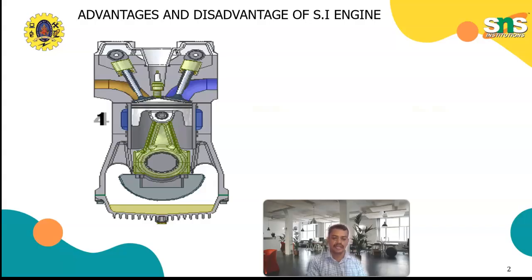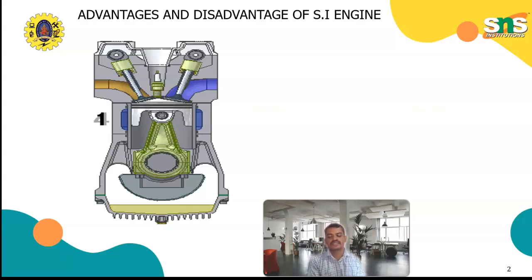Next one is less pollution. It produces fewer emissions due to better combustion and a separate lubrication system. The fourth one is better lubrication. Lubrication is more effective, reducing the engine's wear and extending service life. Quieter operation: it generally produces less noise due to more balanced operation and fewer power strokes.